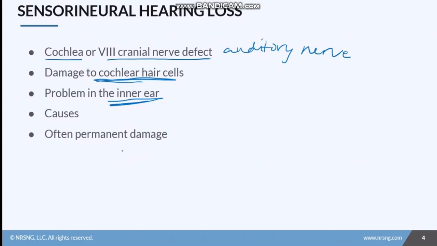Some of the causes of this type of hearing loss include prolonged exposure to loud noise, which directly impacts and damages the delicate hair cells of the inner ear. Presbycusis, which is the most common type of this kind of hearing loss, is basically just the natural aging process of the auditory system.